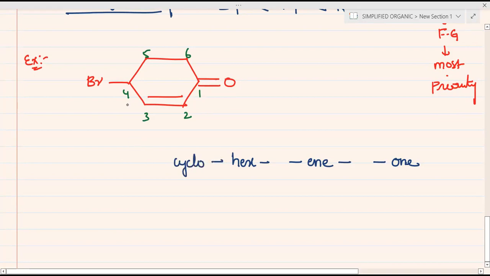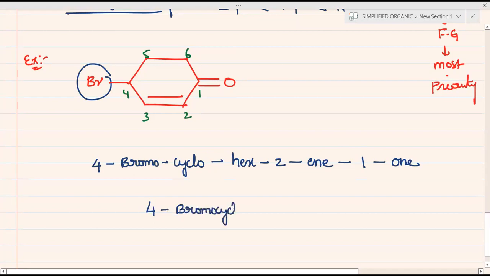So as it is a cyclic compound, I'll add prefix cyclo. And at the fourth position, there is a bromine, which acts as a substituent. Secondary prefix will give you the information of substituent. So bromo here. And what are the positions now? The position of bromine is 4. The position of double bond is 2. And the position of ketone is 1. So now if I completely join this, the name is 4-bromo, cyclohex-2-en-1-one.